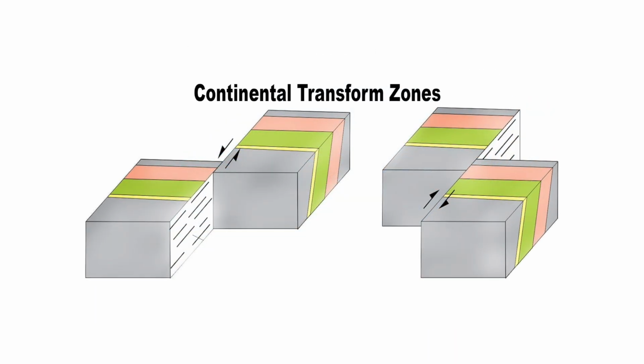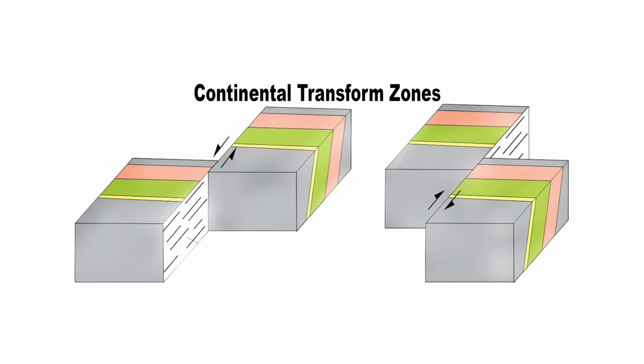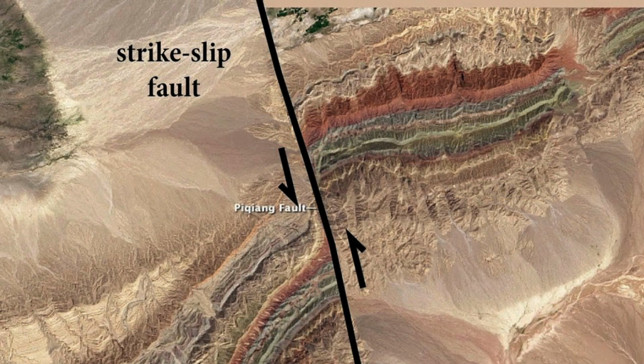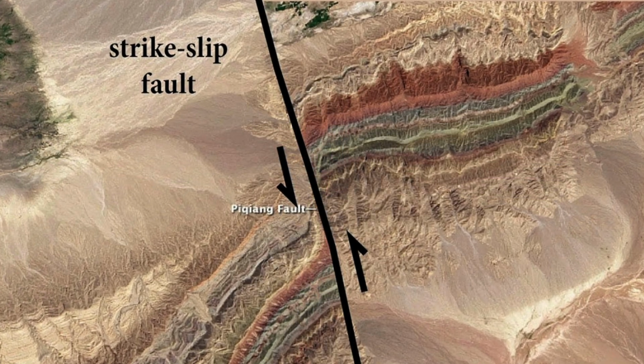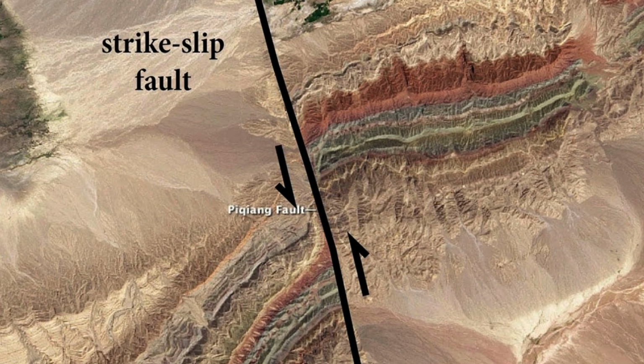So, let us have a discussion on the continental transform zones, which act as large strike slip faults with horizontal motion. Unlike oceanic transforms, these faults are not typically labeled as plate margins because they may lie within plates rather than between them. Let us look at the formation mechanism.